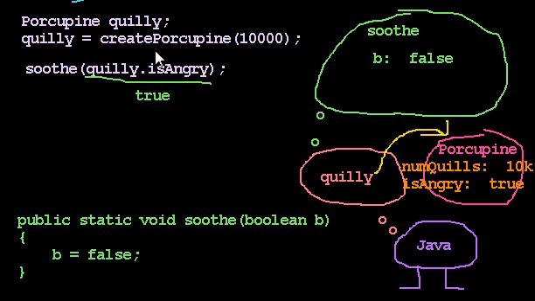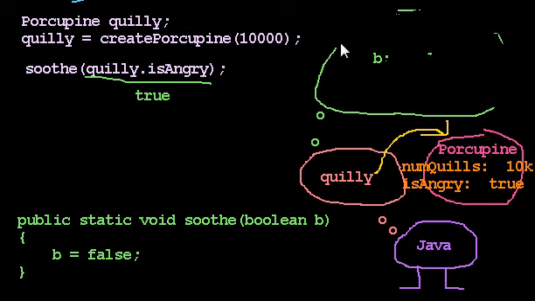We're not passing the field itself to be able to change what's inside that field. We just passed the value true, we stored it in a brand new variable, we changed the value of that brand new variable, and at the end of this method, what's going to happen? Well, the soothe method ends, so the variable b dies, and it's as if we never called this method in the first place, and nothing has changed. So that was clearly not the right way to soothe angry Quilly.